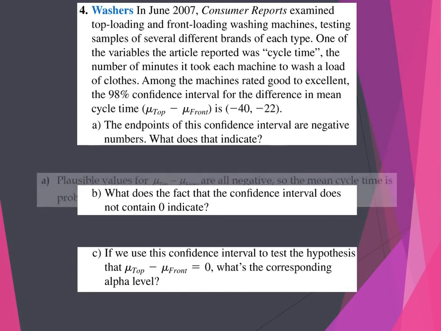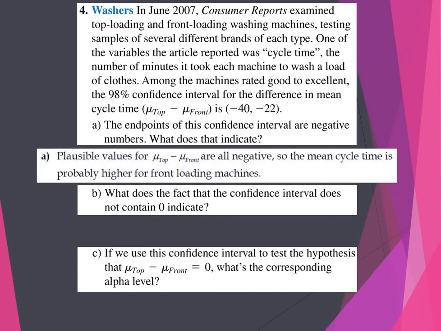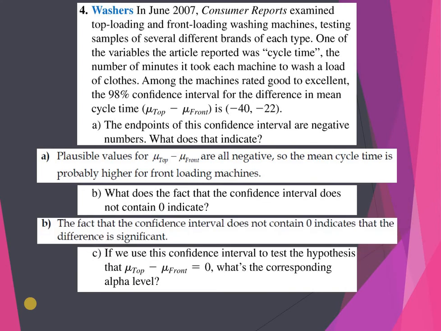Okay, so that says to me that the mean cycling time is probably higher for front-loading machines. Just what you said. What does the fact that the confidence interval does not contain 0 indicate? There's probably a difference. See how nice and quick that was? 0 is not in the interval. There is a difference. And if you want to talk statistically, we call that a significant difference. Statistically significant. Practically, it's all about you.